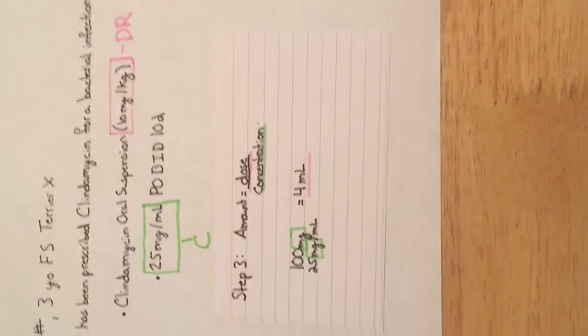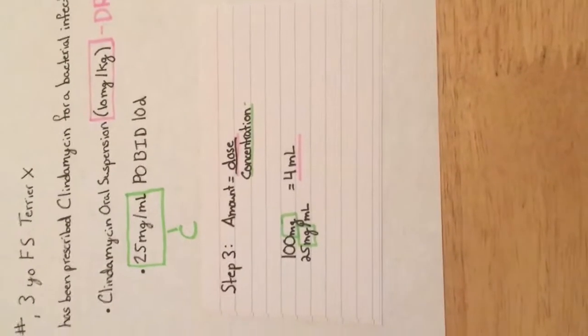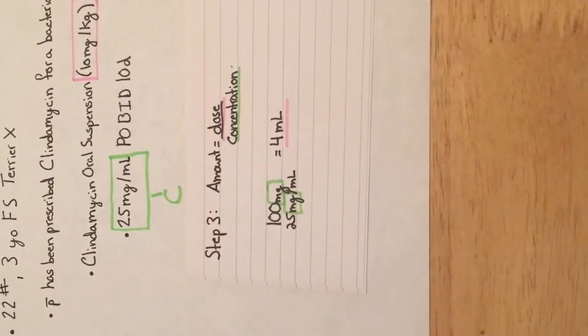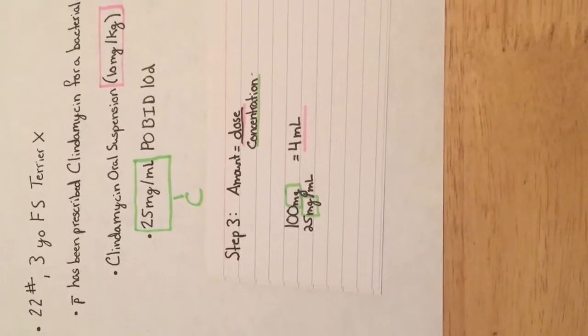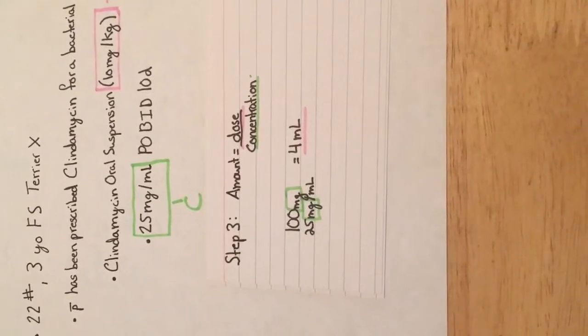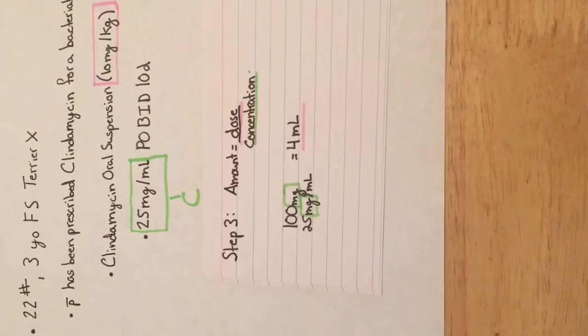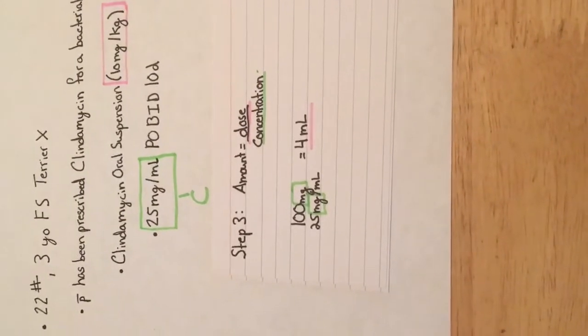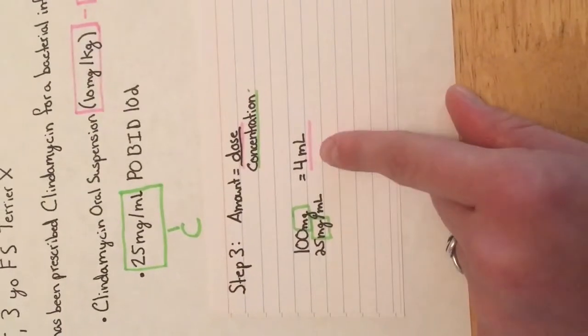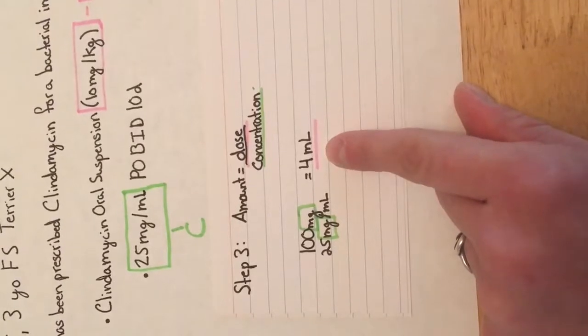The third step is we want to set it up where our amount is going to equal the dose over our concentration. Like we just figured, our dose is 100 milligrams. The concentration of the clindamycin is 25 milligrams per milliliter. We're going to divide 100 by 25, which is going to leave us with 4. Because as you can see here, our milligrams cancel out, it'll leave us with 4 milliliters.